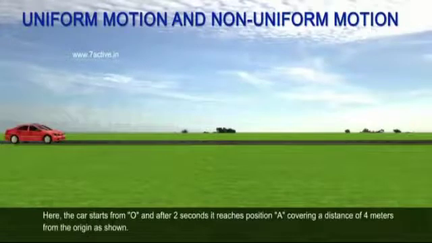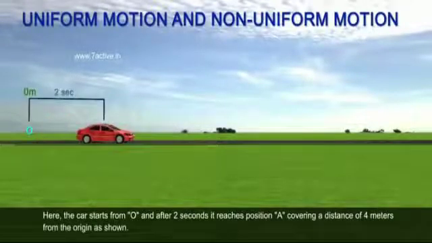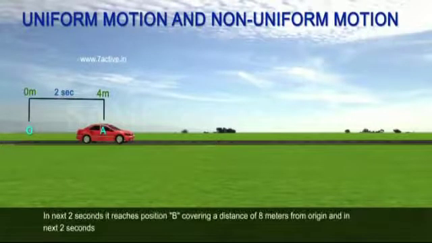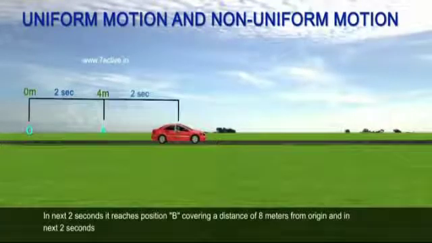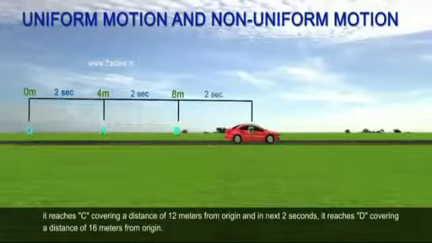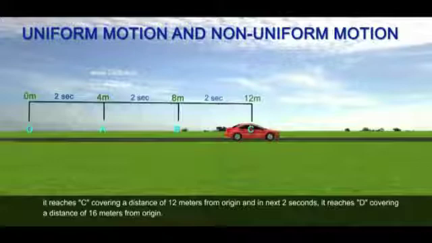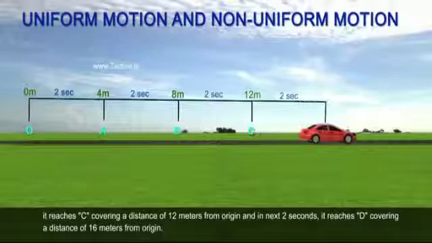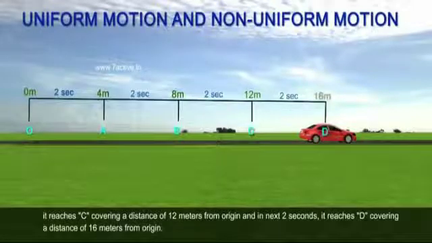Here a car starts from the origin O. After 2 seconds, it reaches the point A, covering a distance of 4 meters from the origin. In the next 2 seconds, it reaches the point B, covering a distance of 8 meters from the origin. In the next 2 seconds, it reaches the point C, covering 12 meters. And in the next 2 seconds, it reaches the point D, covering 16 meters from the origin.